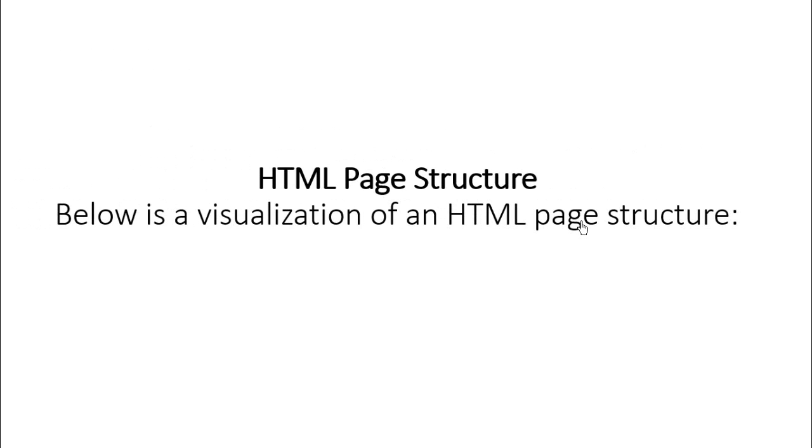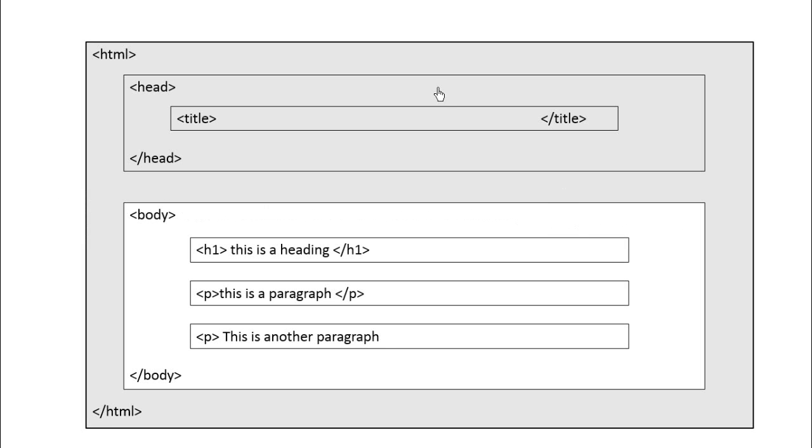HTML page structure. Let's see what the structure of an HTML page looks like. Here is the structure of an HTML page, or HTML document. You start an HTML document with the html tag here and end with an html closing tag. As I said earlier, HTML tags are in pairs. You can see the html open tag, and here is the closing tag with a forward slash.